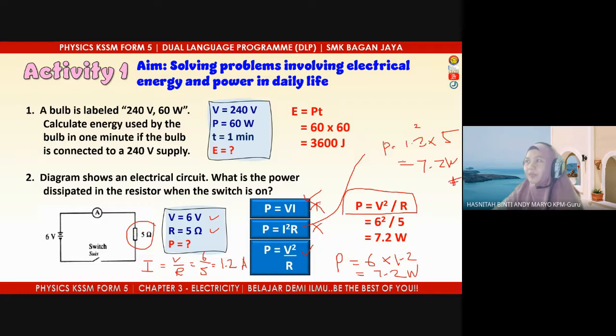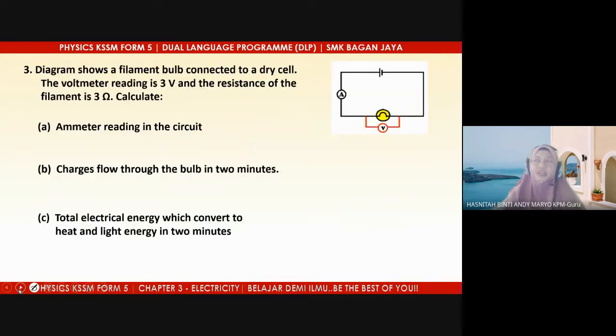It means here you can apply all the equations. The first two you can apply if you find the current first. But if you don't want to find the current, you use straight away what I've given here. So you simply apply equation number 3. So these are the options you have in a certain question. Okay, now let's try question number 3.